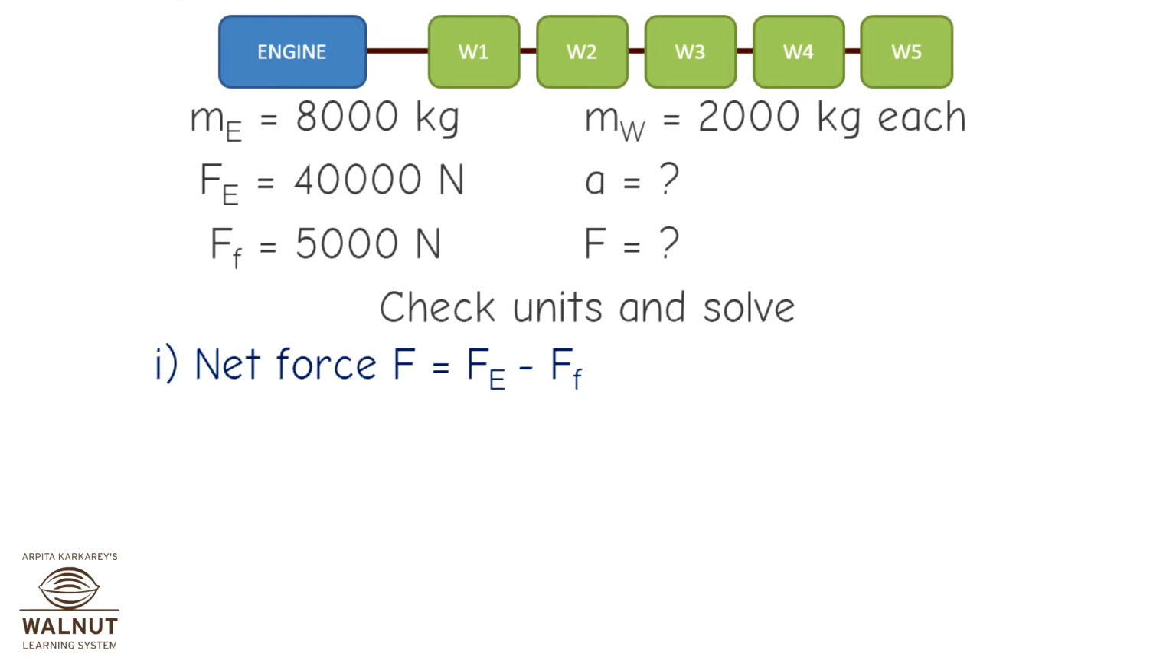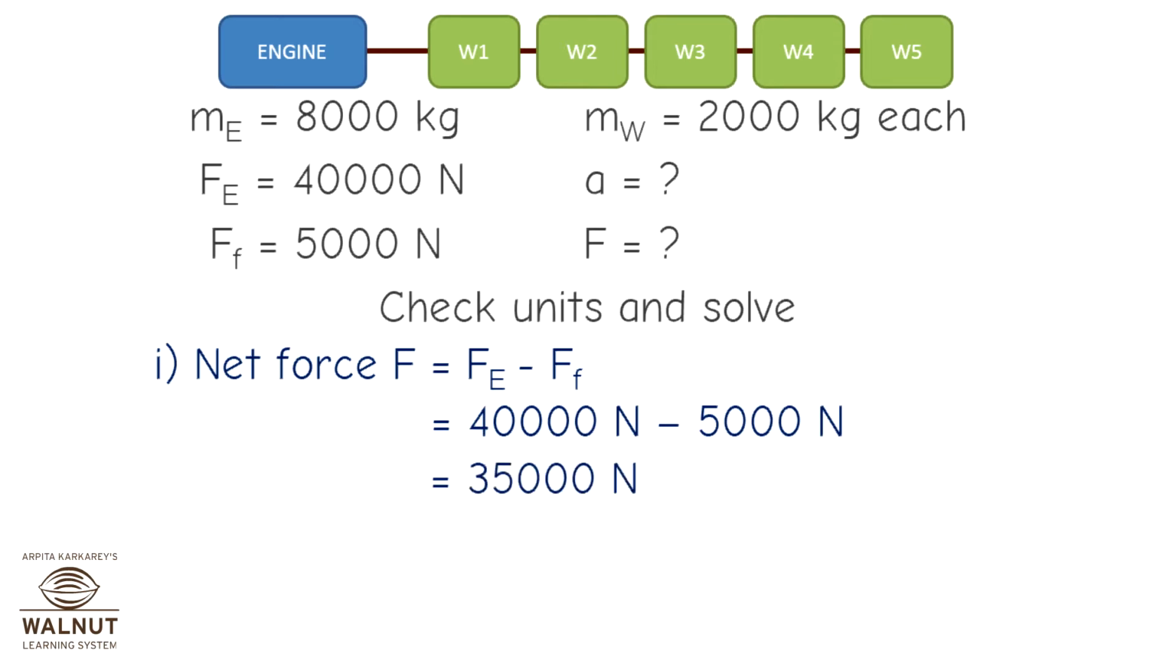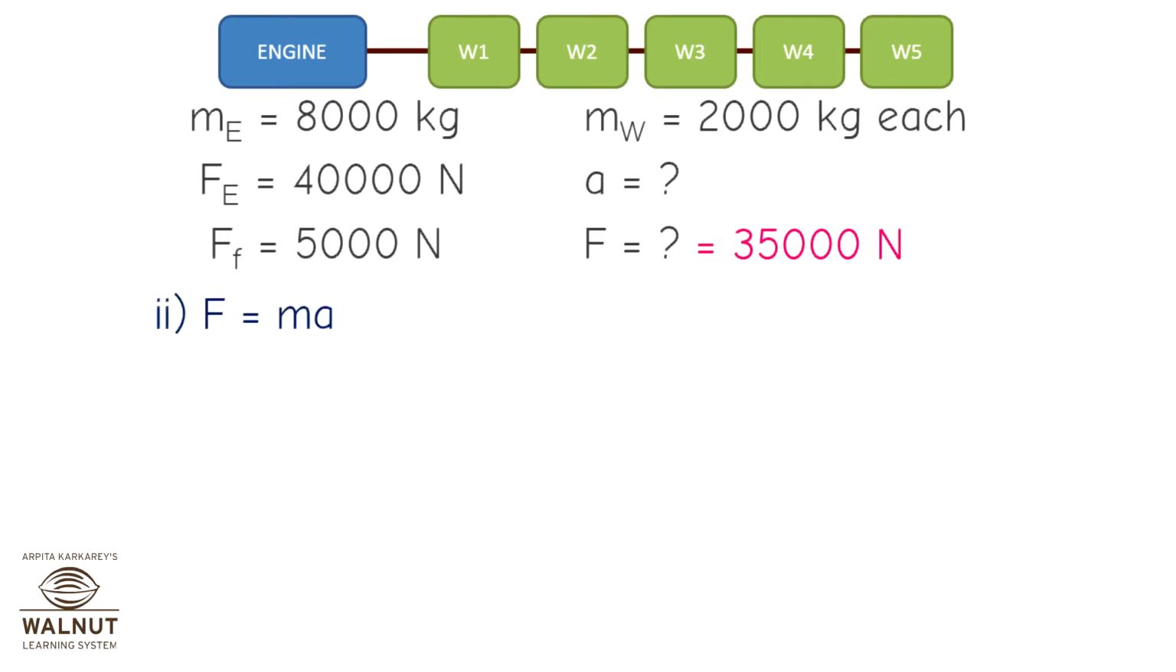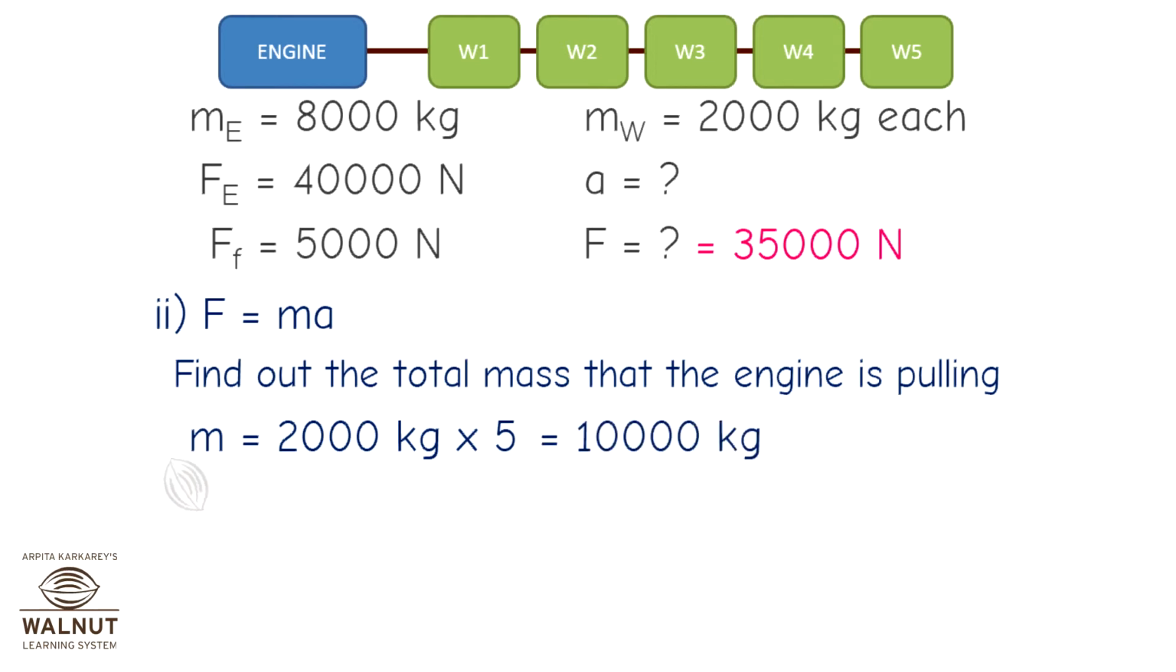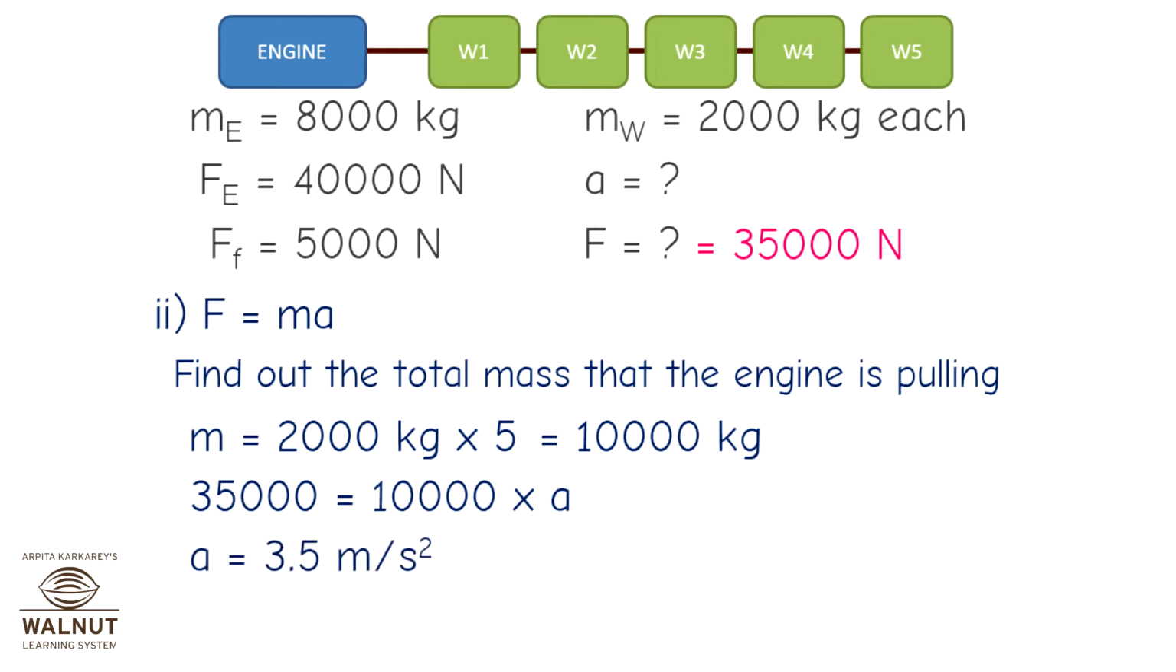1. Net force F is equal to Fe minus FF, which is equal to 40,000 newtons minus 5,000 newtons, which is equal to 35,000 newtons. Therefore, F is equal to 35,000 newtons. 2. F is equal to ma. Find out the total mass that the engine is pulling. M is equal to 2000 kg into 5, which is equal to 10,000 kg. Therefore, 35,000 is equal to 10,000 into A. Therefore, A is equal to 3.5 meters per second square.